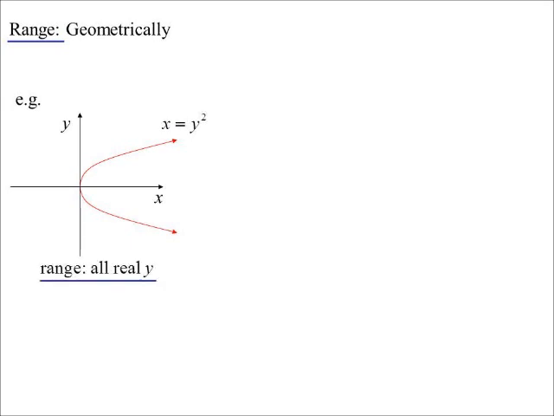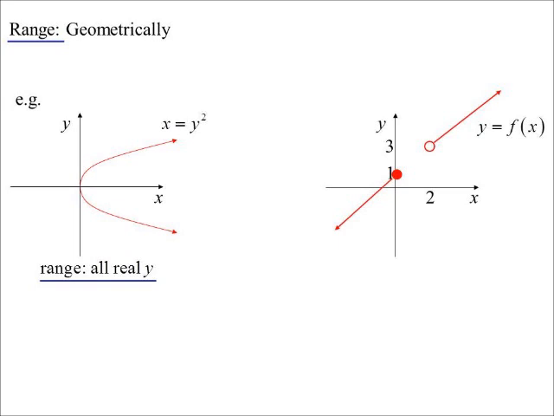The range, again, geometrically, just look at the picture. So there's x equals y squared again. And you'll notice as we're going from the bottom to the top, there's no break in that curve at all. It's completely continuous. So its range is every possible value. We have all real y. Our step function there, okay, as we're going vertically, we've got y values that are less than or equal to 1, and also y values that are greater than 3.